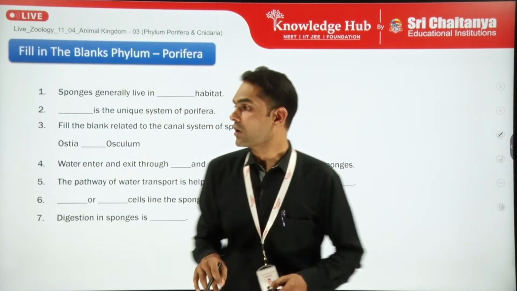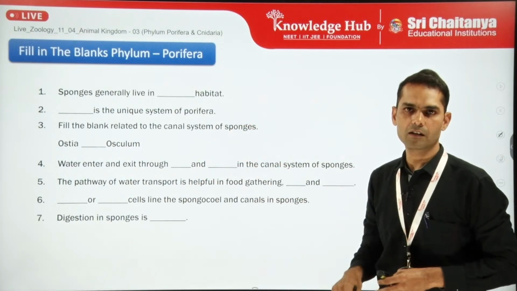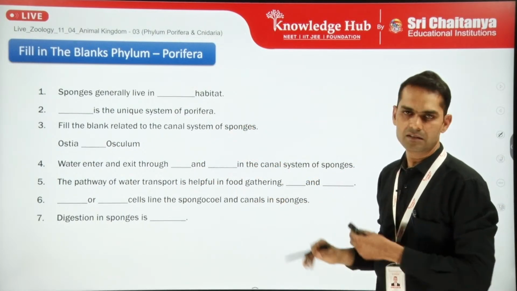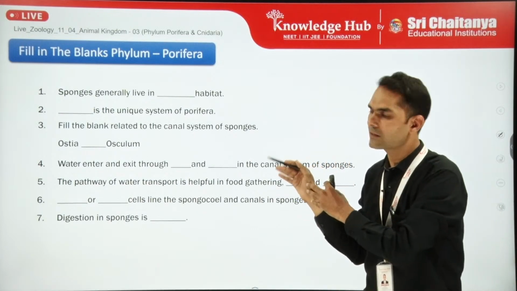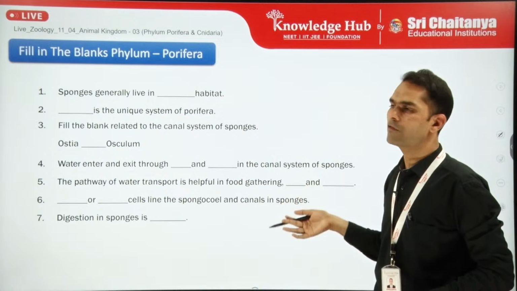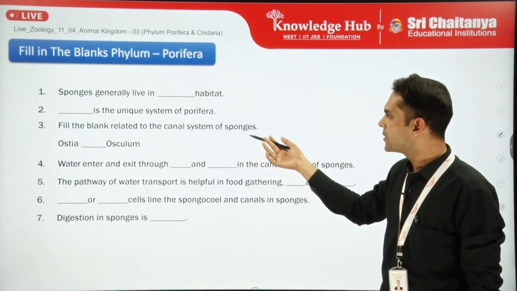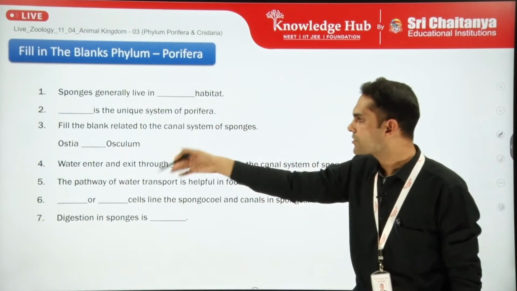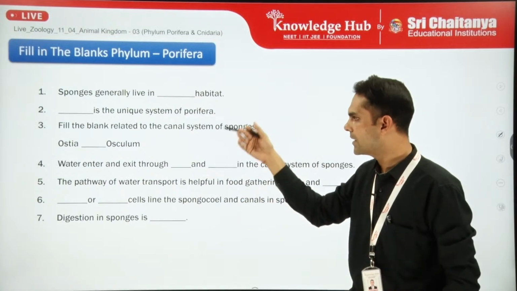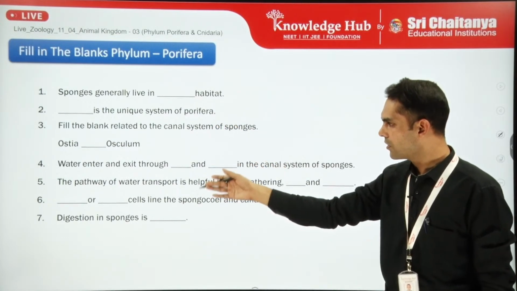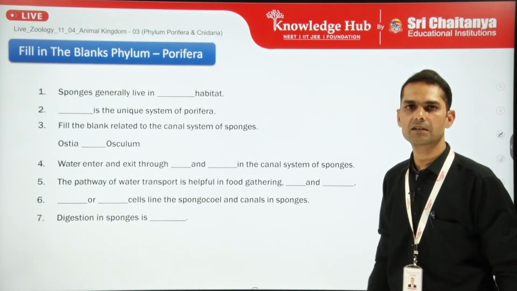Now a short quiz. Fill in the blanks on the basis of what we have studied. Simple one-line questions. Sponges generally live in which habitat? Dash is the unique system of Porifera. Now fill the blank related to the canal system of sponges: ostia, then comes a middle term, which cavity, then osculum, and so on. You can see yourself and decide the answers. I will show you the answers in the next slide.